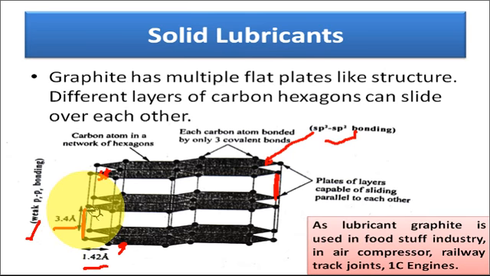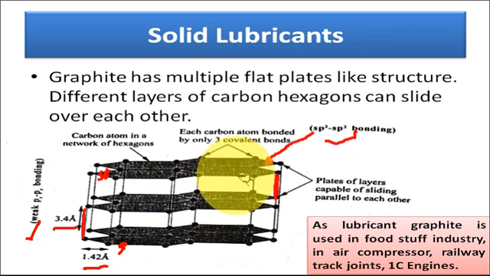Due to the flexible and weaker bond, these hexagon layers can slide over each other, and this property of graphite makes it useful for lubrication purposes. This is the property due to which graphite can be used as a lubricant.